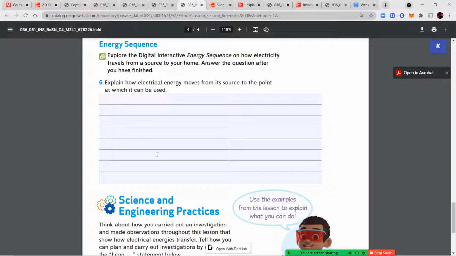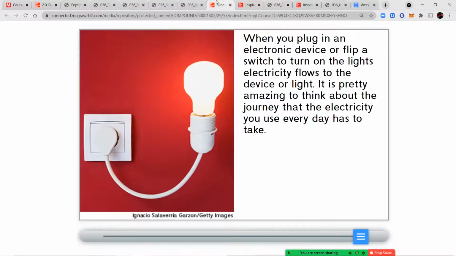Now, we're going to answer this question: explain how electric energy moves from its source to the point at which it can be used. And you can go back and take a look at the slides one more time so that you're able to answer that question.